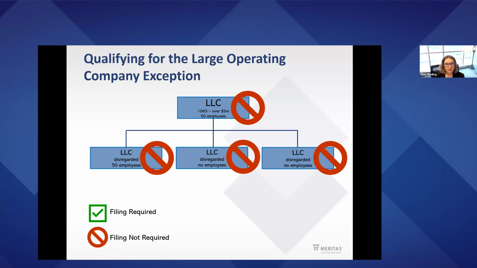The parent company qualifies for the large operating company exception because it files a tax return with over $5 million in gross receipts and employs more than 20 full-time employees. The subsidiary entities on the bottom qualify for the subsidiary exemption because the parent, who wholly owns all of them, qualifies for an exemption. So in this example, none of these entities need to file with FinCEN under the Corporate Transparency Act.